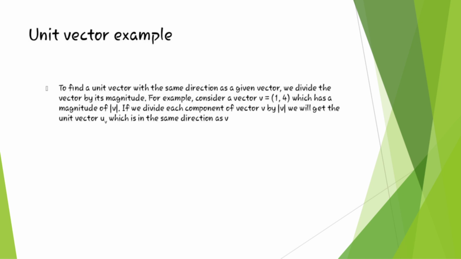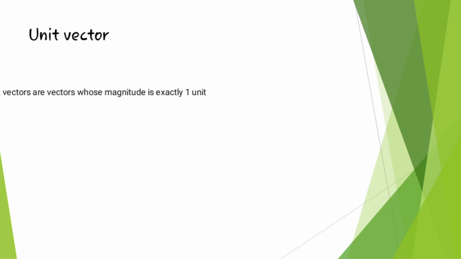Given the example, when we have (1, 4), we'll take the magnitude of (1, 4), meaning we'll square everything: 1 squared plus 4 squared, that is 1 plus 16, that is root 17. So the magnitude of v will be equal to root 17. So we'll divide every coordinate: the first coordinate will be 1 over root 17, then again, comma, 4 over root 17. That will be a unit vector.